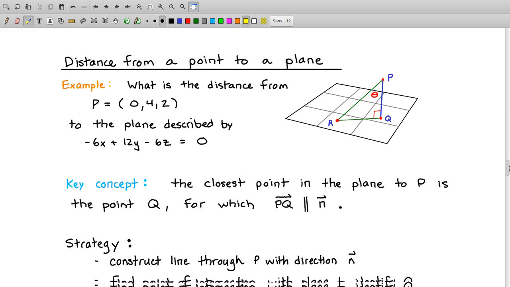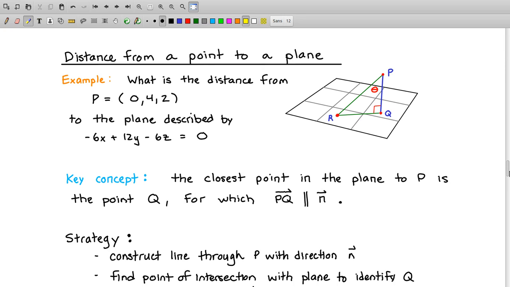Okay, another example. We might be asked to find the distance from a point to a plane. And this is a problem that does involve lines because the distance will be the distance over a line segment, and we'll have to find that line segment to solve the problem.